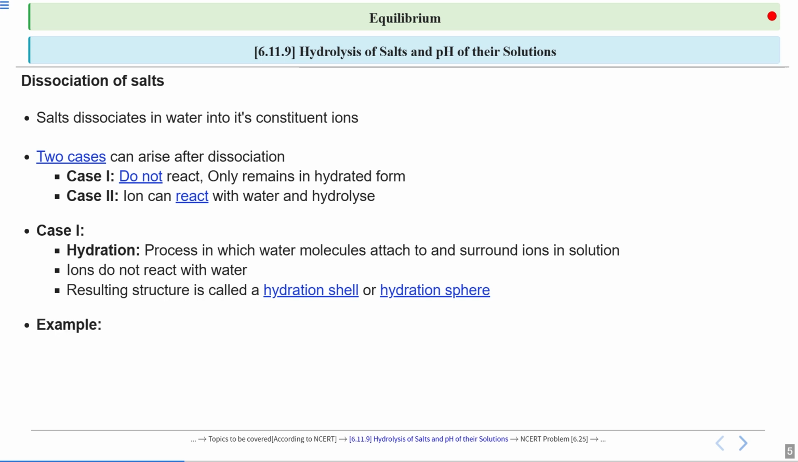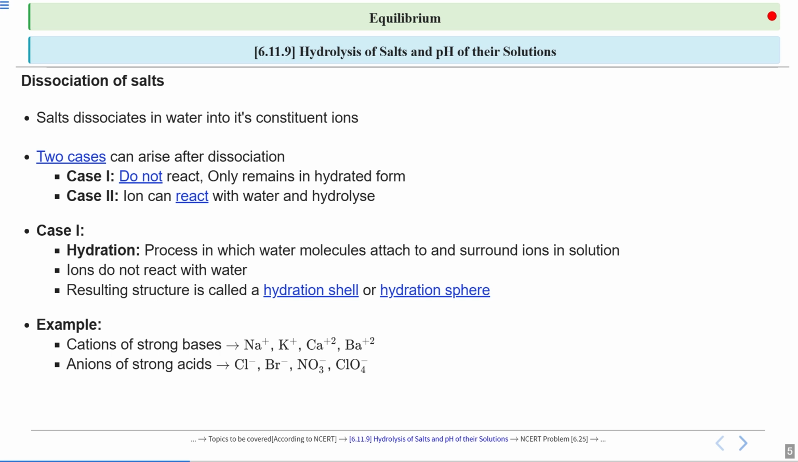Now, can we take an example? Yes. All the strong bases contribute cations to a salt. We know it very well that the cationic part in the salt comes from the base and the anionic part comes from the acid, right? So if the cation is of a strong base, then the cation does not react. In place of that, it gets hydrated. Similarly, if it is an anion of a strong acid, then it is not reacting with your water molecule. In place of that, it is getting hydrated, or surrounded by the water molecule, to form the hydration sphere.